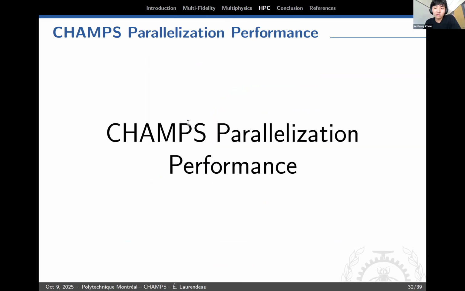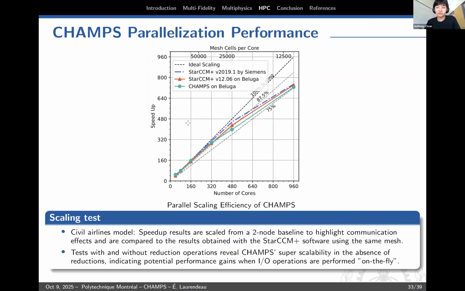Okay, so now a word about the parallel performance using HPC. Here are a few results. The first result we have here is on the civil airlines model. This is simply a test on our flow solver that we've done. We've compared our scalability against the Star-CCM+ industrial solver. And we can see that the scalability is pretty good. For a lab developed solver, this is a really good result in terms of scalability, especially in comparison to the industrial solver.